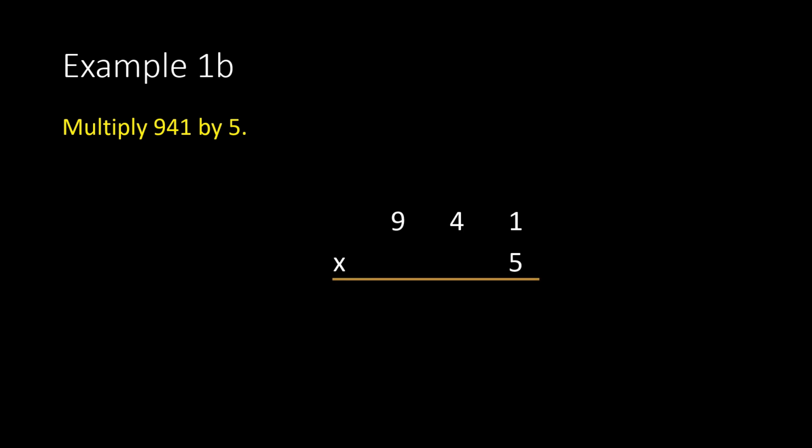Now for another example. We are required to multiply 941 by 5. Again, let's set this up as shown on your screen and start multiplying from right to left. So 5 multiplied by 1 equals 5. Place the 5 here. 5 multiplied by 4 equals 20. This time we have two digits. So we place the 0 as shown directly below the 4 and the 2 in the next column. We've carried that over, that's why it's small.